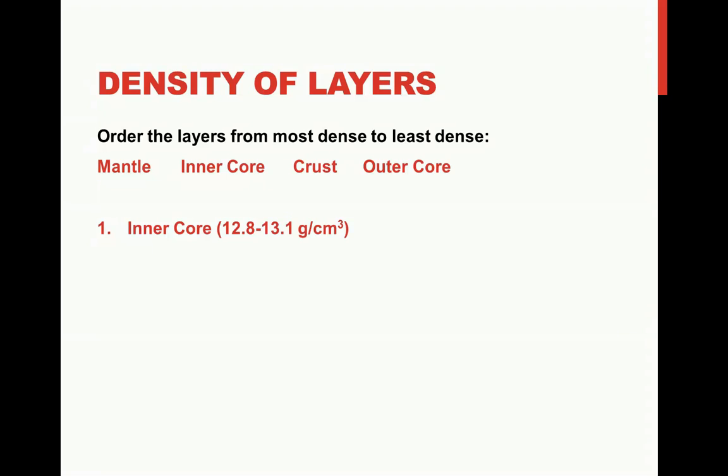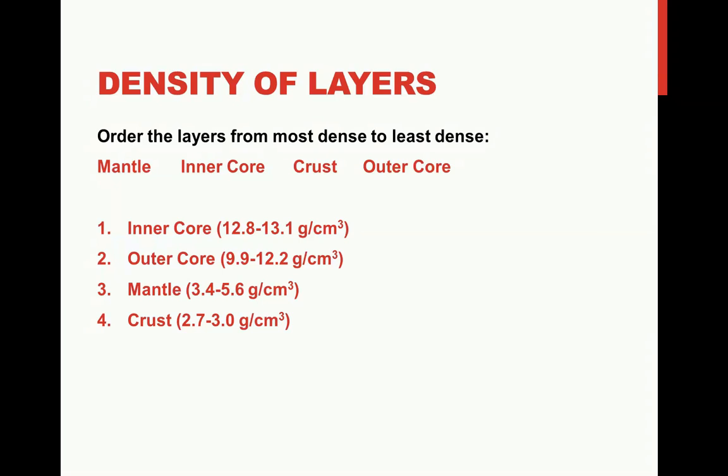The most dense layer is the inner core, followed by the outer core, and then the mantle. Finally, the crust is the least dense layer. Does this make sense to you? Do you notice a trend? This is consistent with gravity pulling more dense or heavier matter inward.